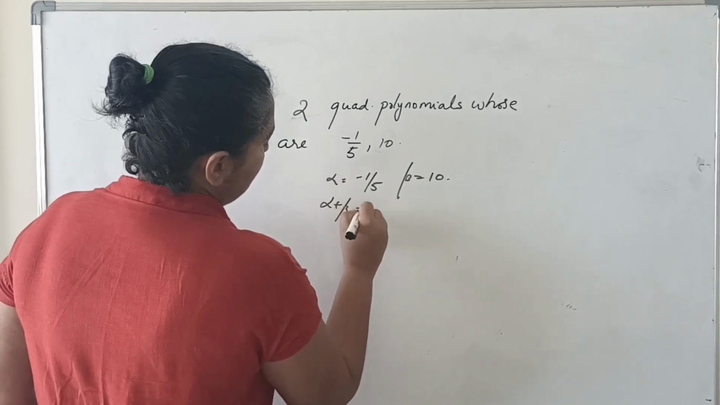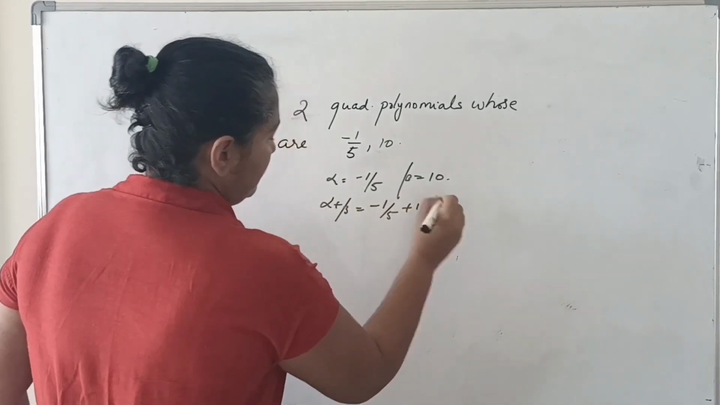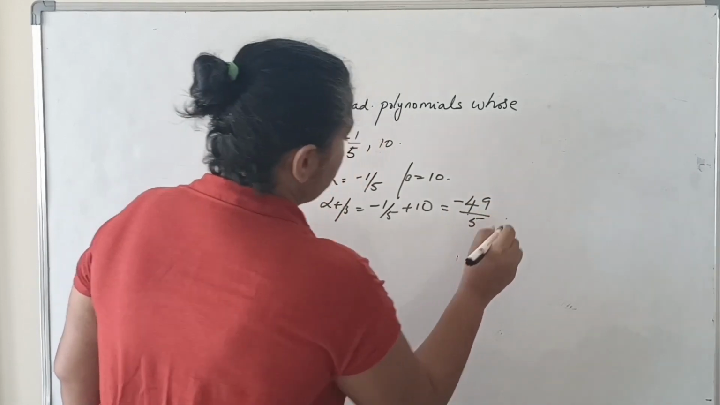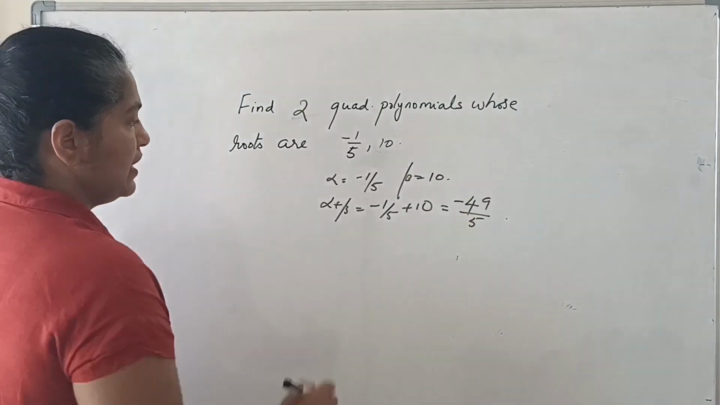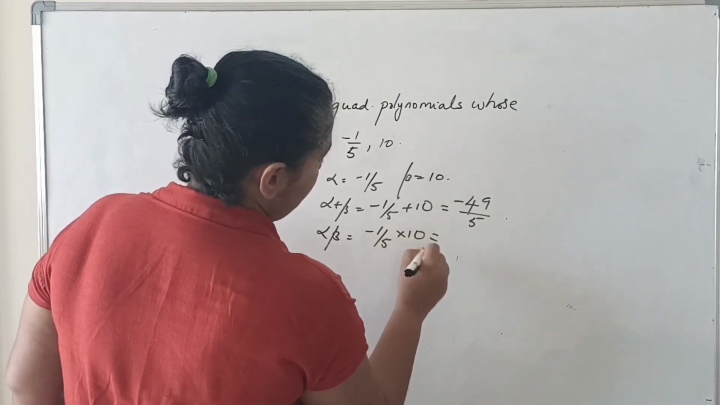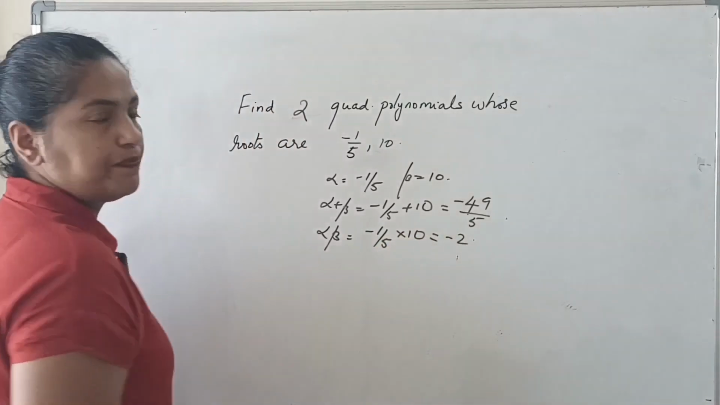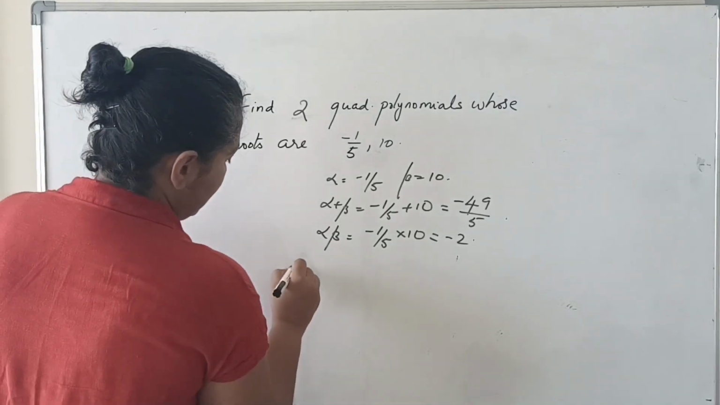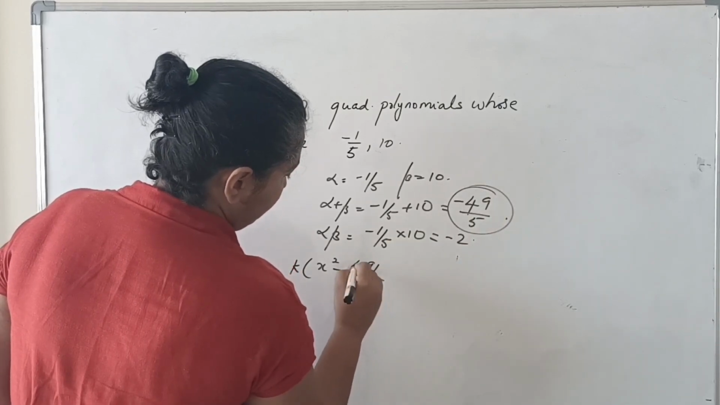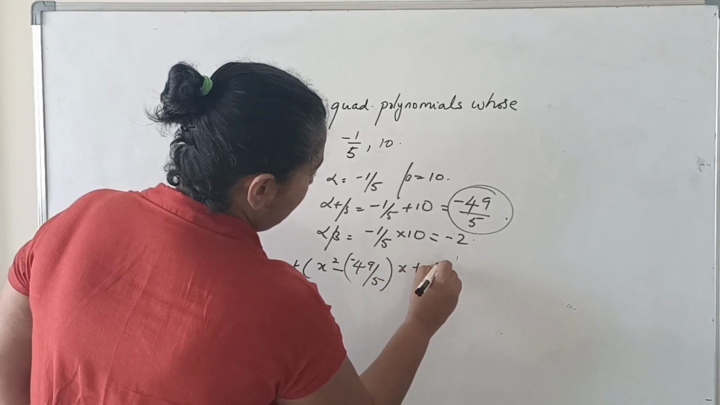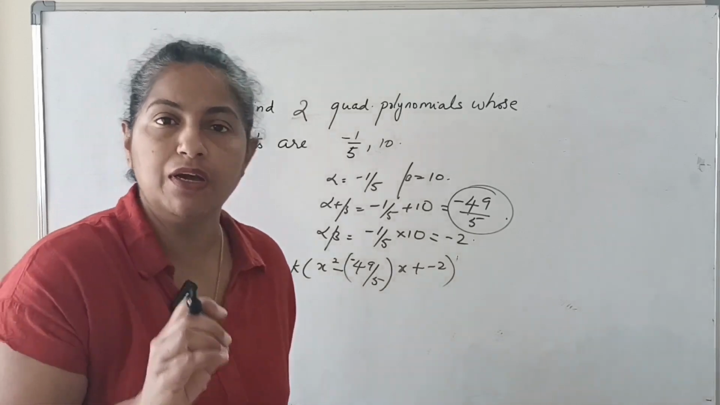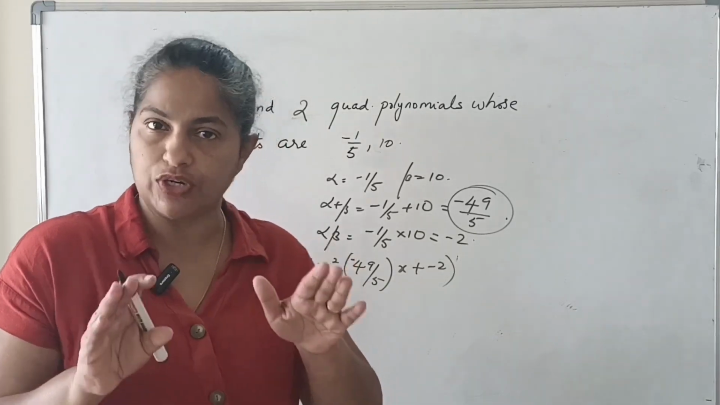So alpha plus beta becomes minus 1 by 5 plus 10, which is actually minus 49 by 5. Correct? Now, what is alpha beta? Alpha beta is minus 1 by 5 into 10. When you cancel the common factors, you get minus 2. Our polynomial is k into x square minus sum into x plus product. This is the general form of the polynomial. Depending upon the value of k, we can have multiple polynomials, as I told you.